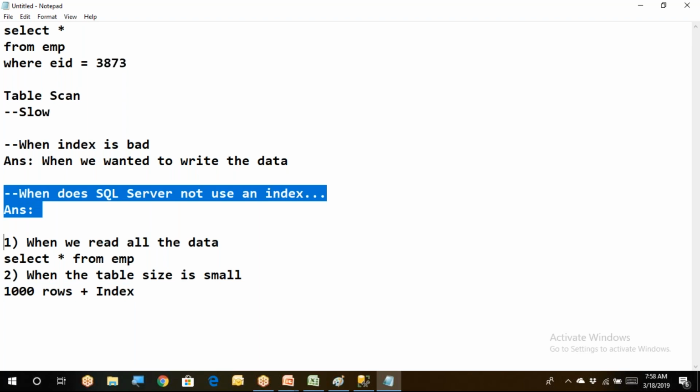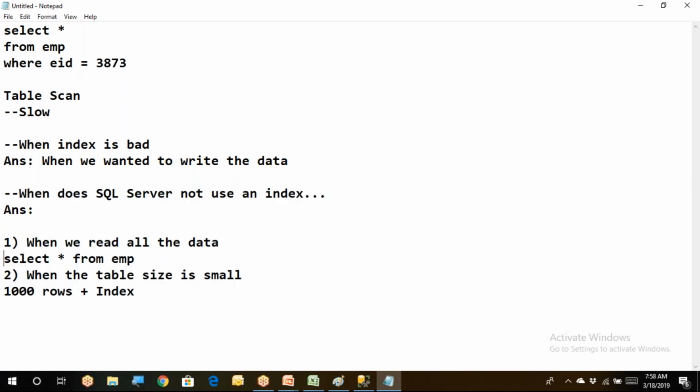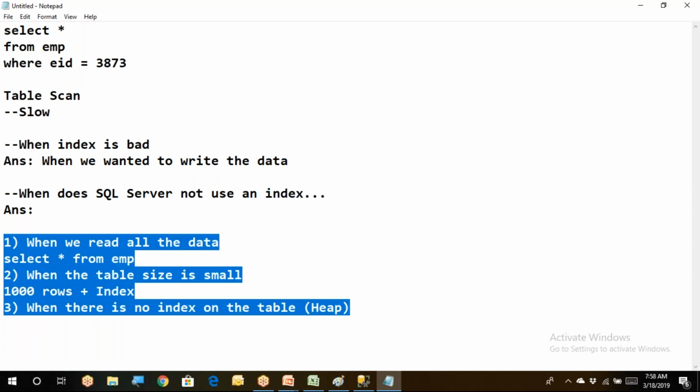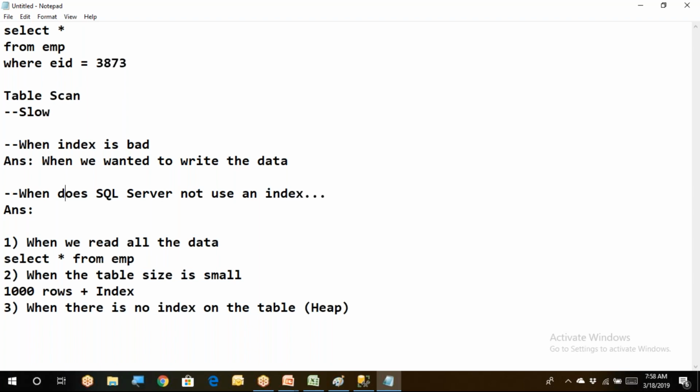Okay. When does SQL Server not use an index? When we read all the data. Second, when the table size is small. Third, when there is no index on the table. So this is also one more choice. For example, you don't have indexes. That means the data is in heap structure. If that is the case, SQL Server is not going to use an index, it is going to be using only table scanning.